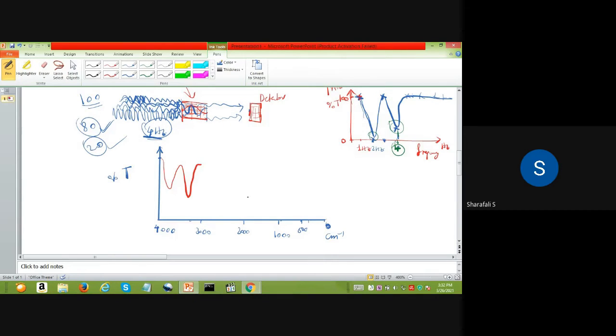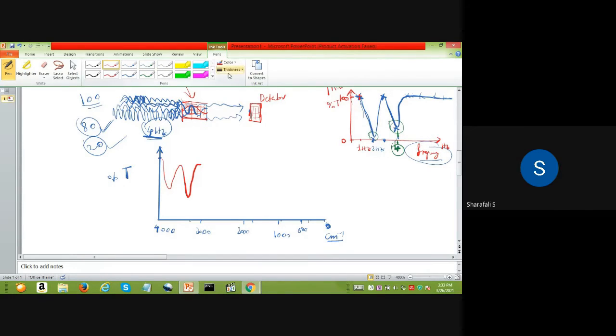So we have to convert this frequency into wave number. If you consider frequency, it will have a very high value, but when you consider centimeter inverse, we have some low value. That's why it is normally represented in centimeter inverse. You can check what is the advantage of representing this in centimeter inverse instead of frequency.